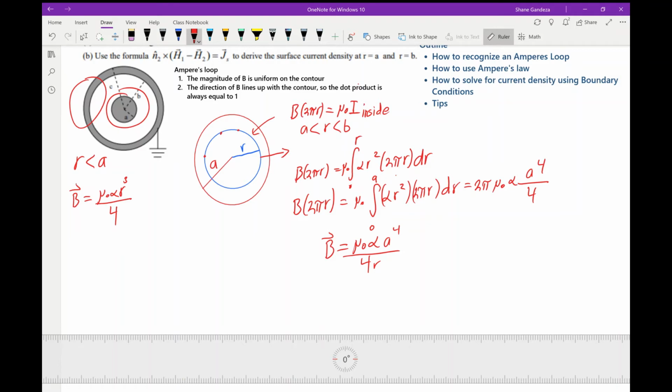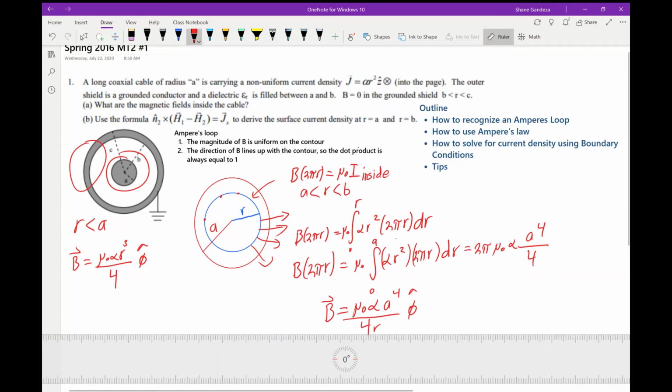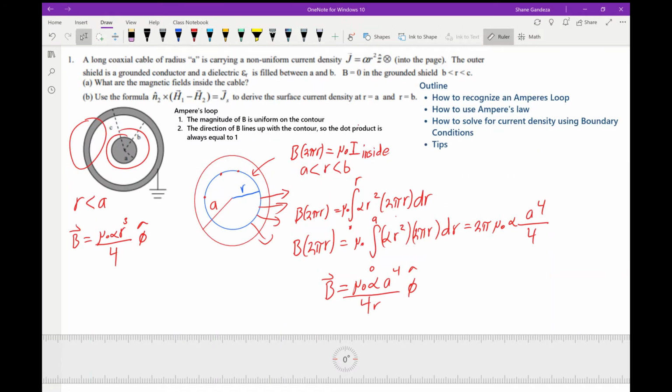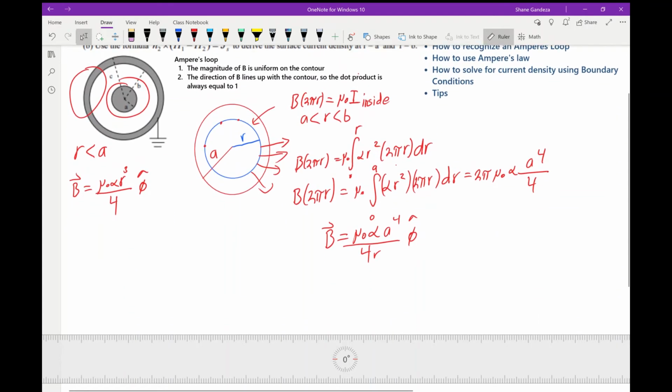And I see now that I have forgotten to include the direction, and the direction is going to be in the radial direction. So here I have that, and don't forget it here for the first region as well, because this is going to be the magnetic field pointing outwards from the coaxial cable. And for the radius between b and c, we are already given that that's going to be equal to 0.